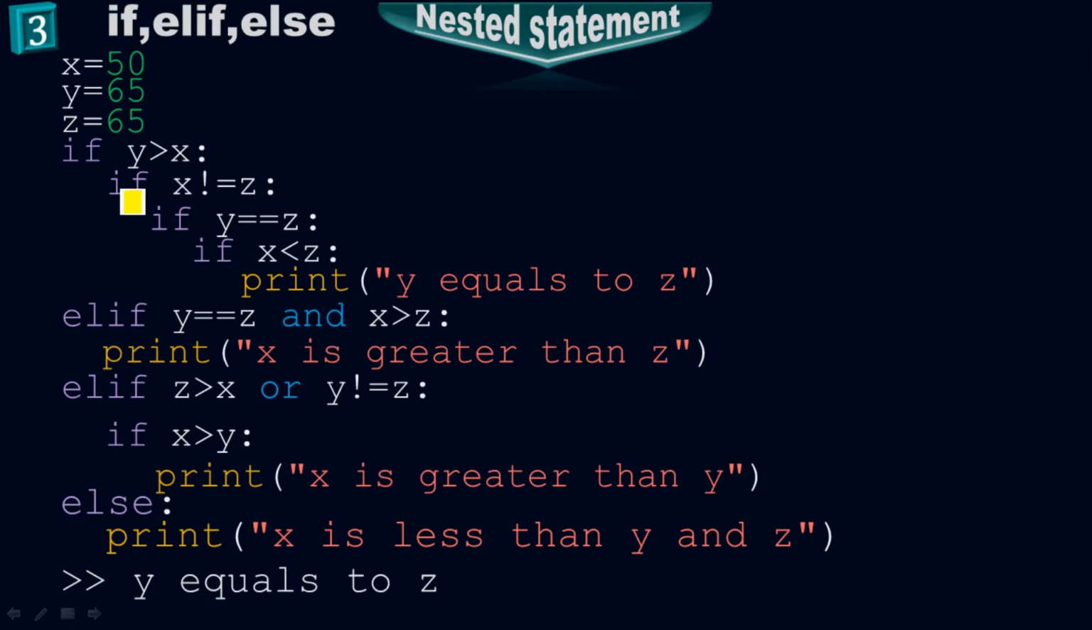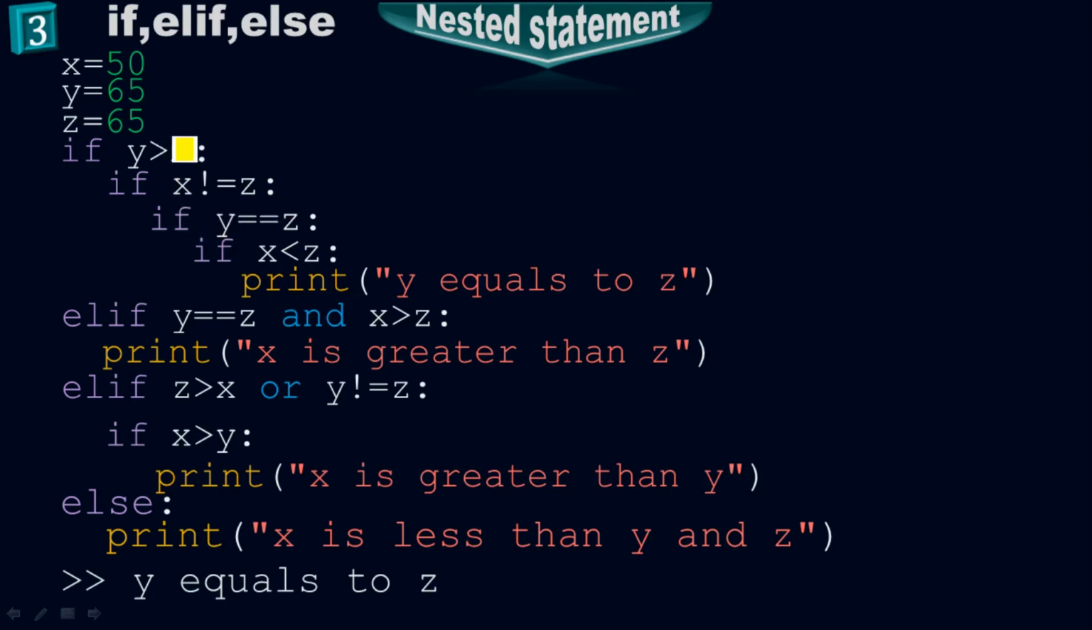Look at what the second statement says. The second statement says that if x is not equal to z: x is 50, z is 65. Therefore 50 is not equal to 65, so x is not equal to z. Therefore the second statement is also true. Only when the second statement is true will the third statement be executed. What is the third statement? The program comes here to the third statement.